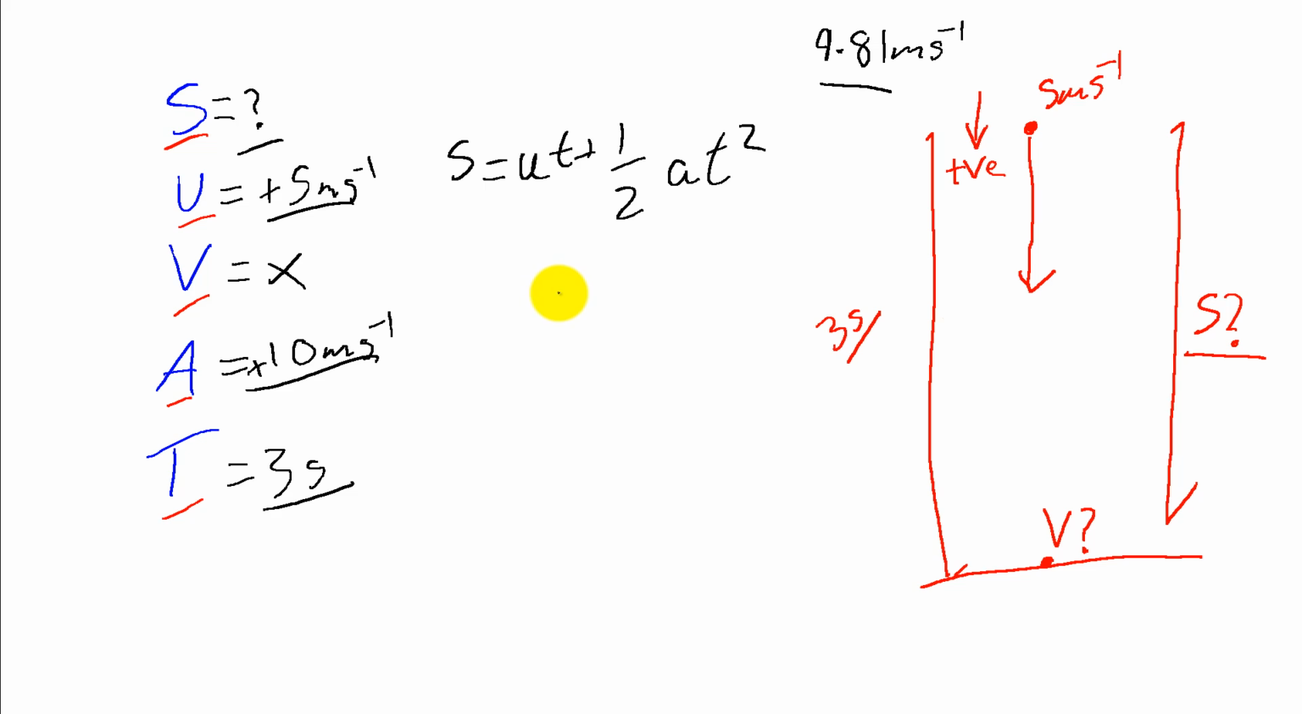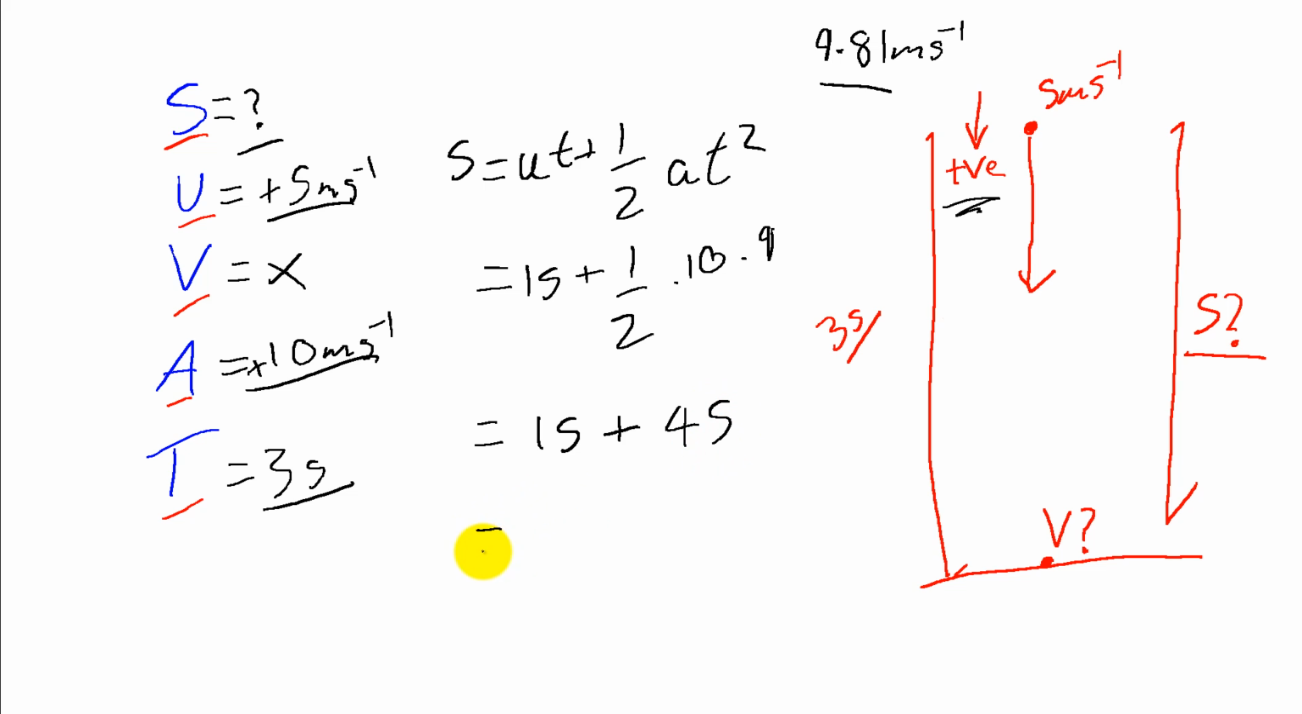Now I've got that equation, I can just substitute the values in. So you can see it's a fairly straightforward process. Work out a direction to be positive or negative, work out which values we know, which ones we want to know. Using those we pick an equation, we put the values in, and out pops the answer. So u is 5, t is 3, so we've got 15 plus a half times a, which is 10 for now, and t squared, that's 3 squared, so that's 9. And that's going to give us 15 plus 5 nines is 45, which gives us 60.